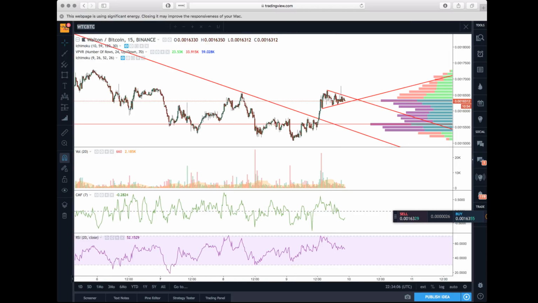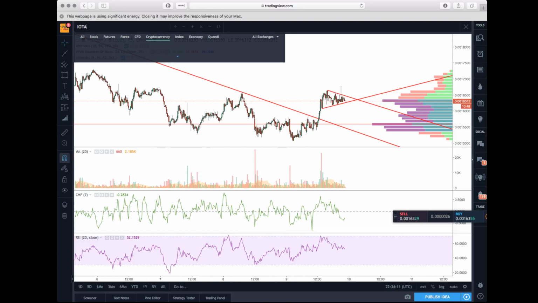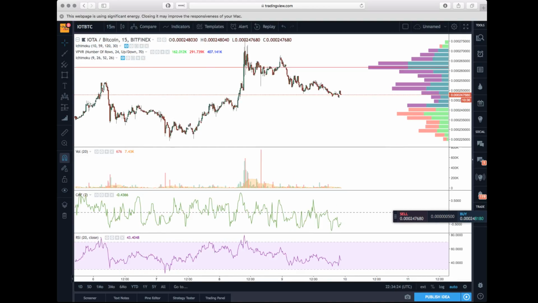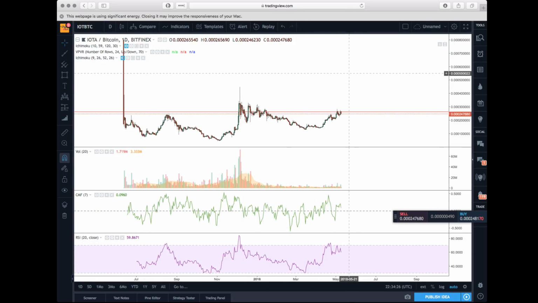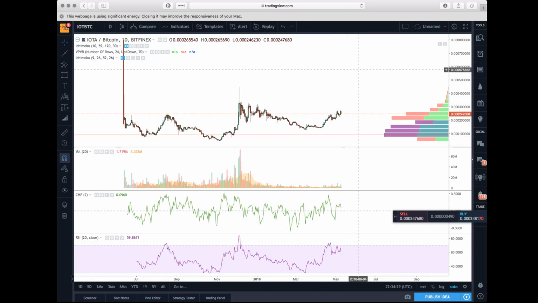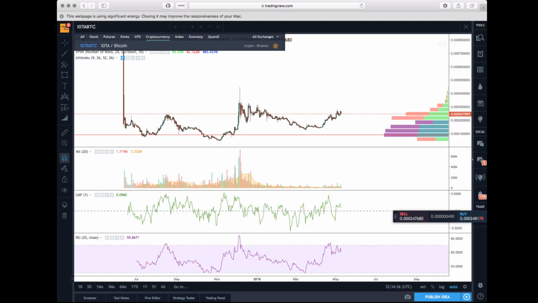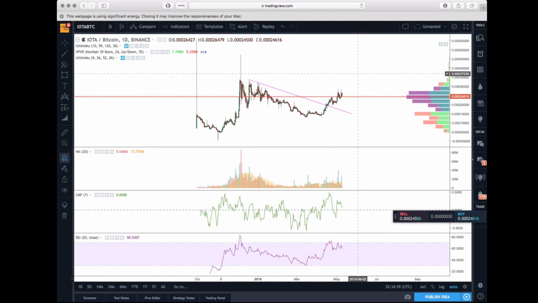So let's see. IOTA. I actually haven't looked at IOTA in a long time. Let's see what it's doing. Now, I don't actually know what has the highest volume on IOTA, so it's something I would check. So I'll look at the Bitfinex volume on the daily. So we're looking at 3 million area. And Binance, it's 13 million. Well, that answers that one.